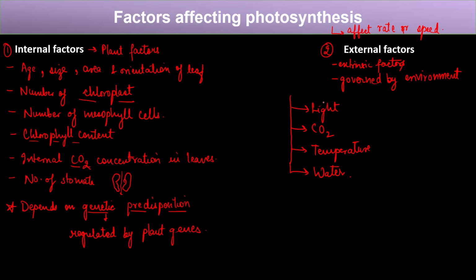Okay. So before moving to those external factors, let's talk about one law, and this law is known as the law of limiting factors. So what is the law of limiting factors? This law was given by a scientist named F.F. Blackman in the year 1907.